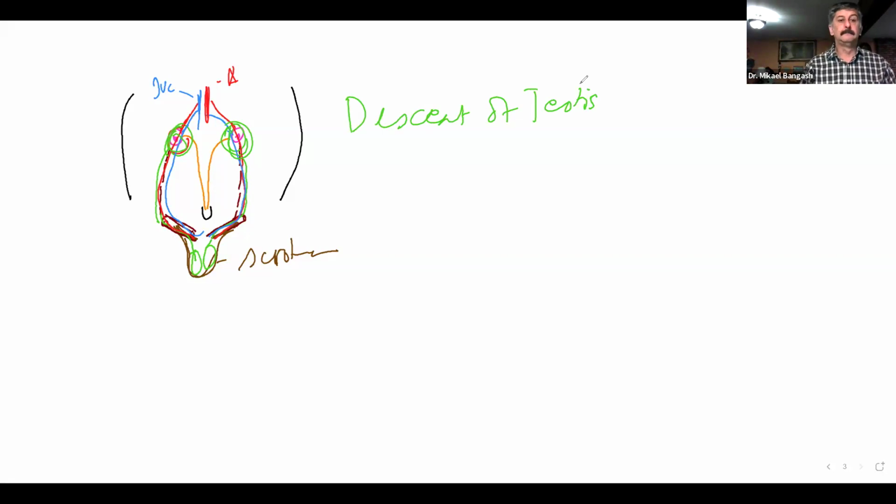Did you guys get that? But initially, the testes, just like ovaries, develop in the lower abdomen. But mainly because they need to be kept in the scrotum, that's how they descend through this path and end up in the scrotum. Now, why do we need to keep them in the scrotum? Mainly to keep them at a cooler temperature.